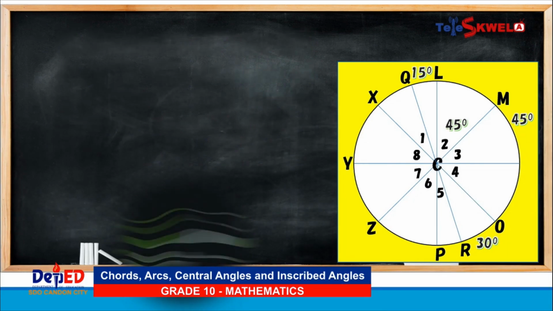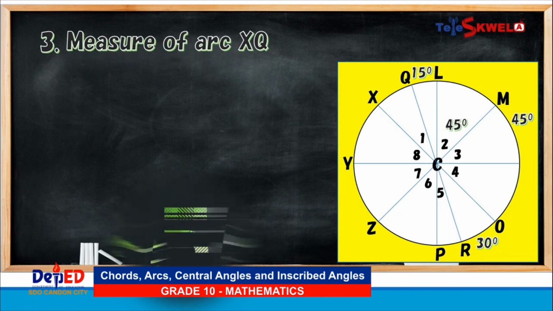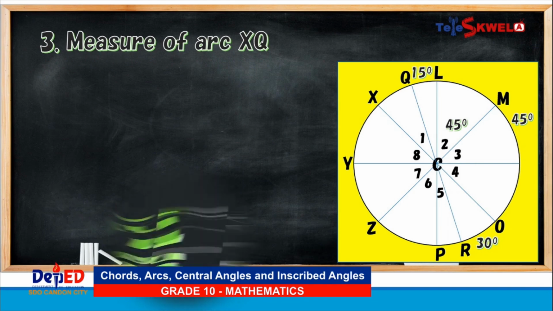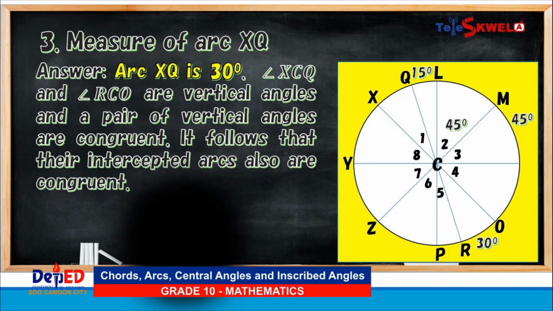Number 3. What is the measure of arc XQ? Arc XQ is 30 degrees because angle XCQ and angle RCO are vertical angles, and a pair of vertical angles are congruent. It follows that their intercepted arcs are also congruent.